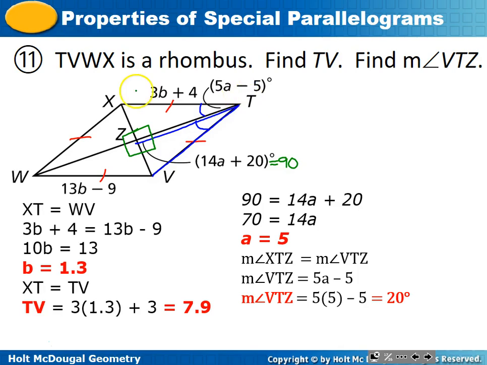And if T was 40, then that means the X would be 180 minus 40, which would be 140. And then this angle right here would be 140 divided by 2. That would be 70. And this angle right here would be 70. So we can actually find all the angles in this rhombus with what we were given in this problem. And there will be problems like this on the quiz and the test and on the homework.